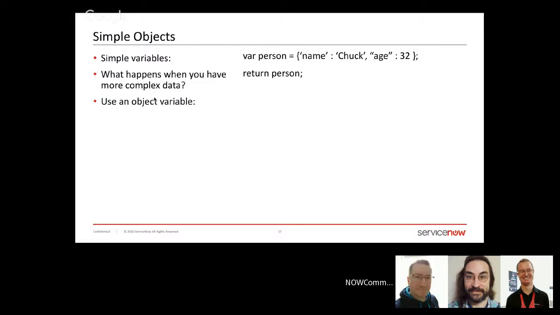Exactly the same kind of thing you get when you say var inc equals new GlideRecord incident. Inc is now an object. It's instantiated from that class GlideRecord. This is just declared straight up front. So I have a way of passing multiple things back and forth with this object notation.